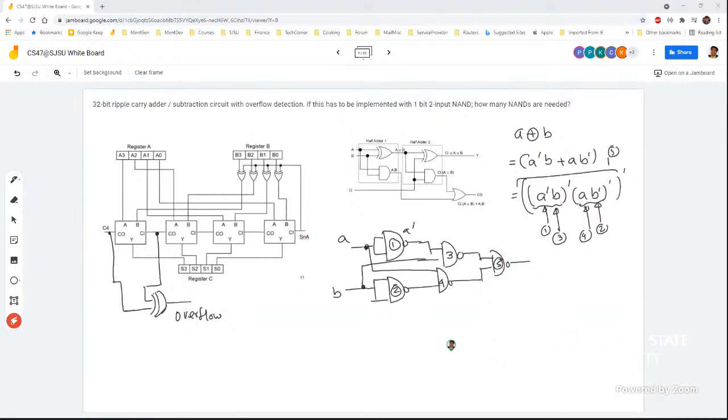Now we can make a 4 NAND XOR logic as well. So this is using 5. This one is using 5 NAND gates. Now with some logical manipulation and iteration, what we can do is actually come up with this logic basically.